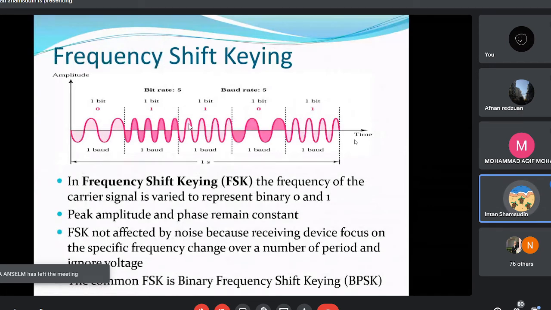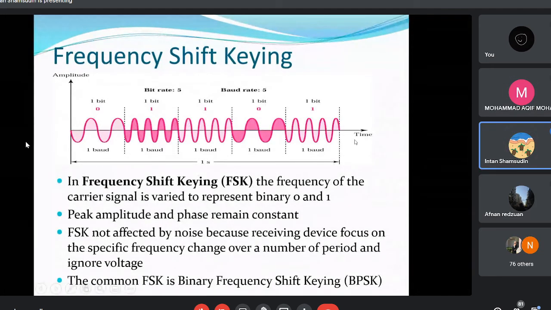And then frequency shift keying. So you tengok, what is frequency? Frequency ni 1, 2. Okay, frequency. Dia cukup one cycle. One cycle of wave ni, it's a frequency. Alright. So in frequency shift keying, the frequency of the carrier signal is varied to represent binary 0 and 1. Okay. So for 0, dia less frequency, but for 1, for bit 1, it has more lah. Alright.